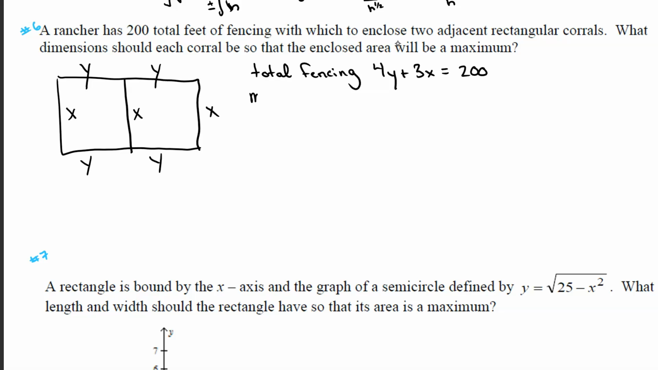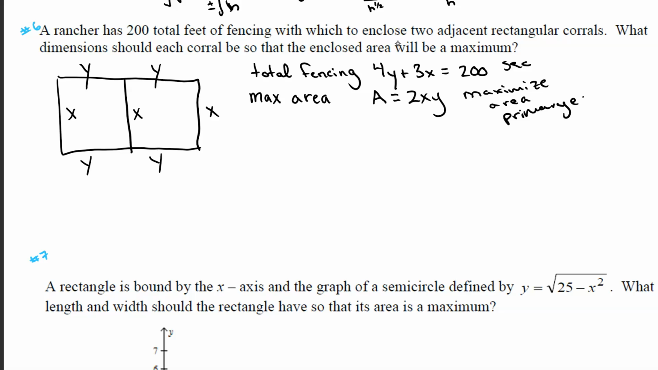So we're looking to maximize the area. And area here would be equal to, all right, we've got x times y is one of the rectangles, so 2x times y. We've got our total fencing, which is constant. That's our constraint, so that's our secondary equation. We've got our area, which is what we're maximizing. So that's going to be our primary equation. So we have to substitute into our primary equation using our secondary equation, so we only have one variable.